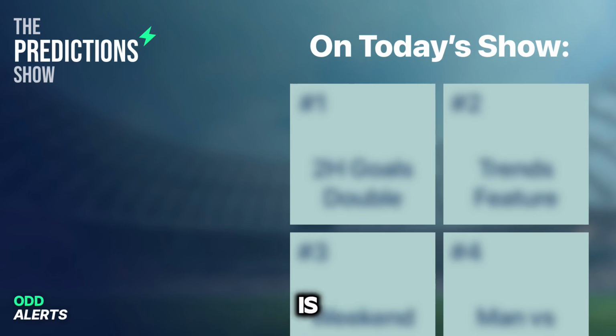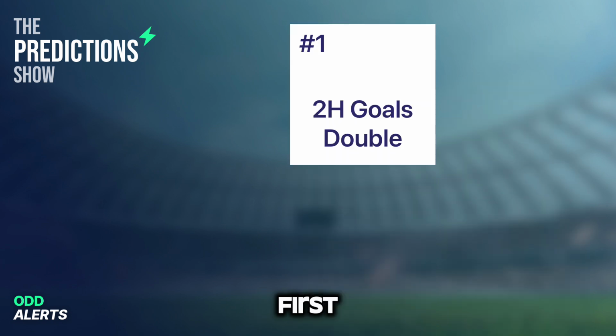We are back and it is the business end of the season. We've got 4 things coming up in this episode. First, we're going to put together a quick filter based on second half goals, and we're going to make a double with the fixtures that we find.